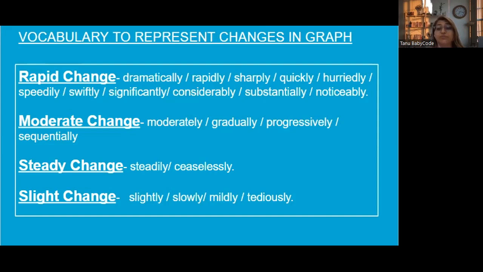Steady change, not much change, I would say: steadily, seasonally. When you have a slight change: slight, slow, mildly, tediously. You will understand these terms better when I show you a picture for an example.